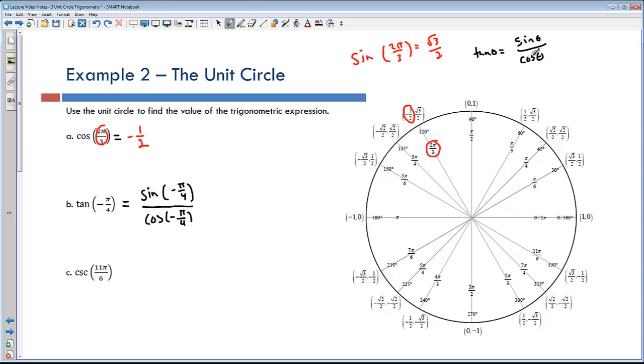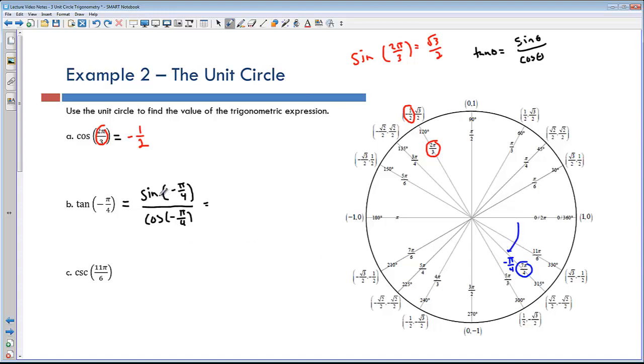This is one of our quotient identities we talked about. All right, so how do we find this? Now, it's a little bit harder, but not much. You have negative pi over 4. So instead of going up to pi over 4, you go the opposite way. We go down here, so down here really to 7 pi over 4, which is the same thing as saying the angle negative pi over 4, right? You're just going down here. That's negative pi over 4.